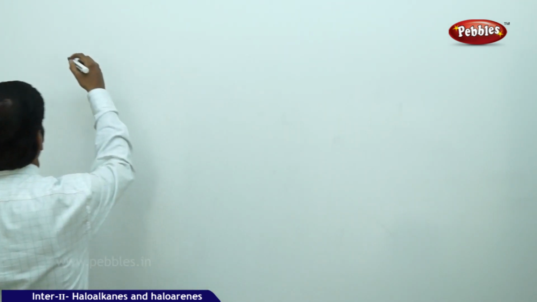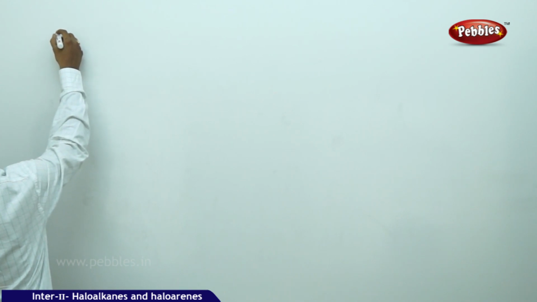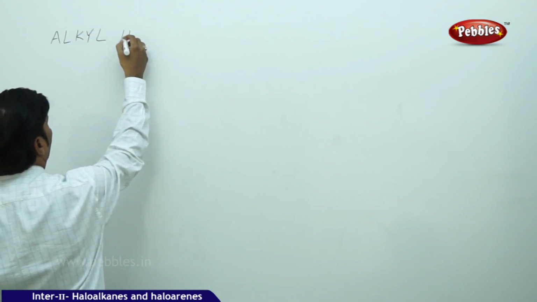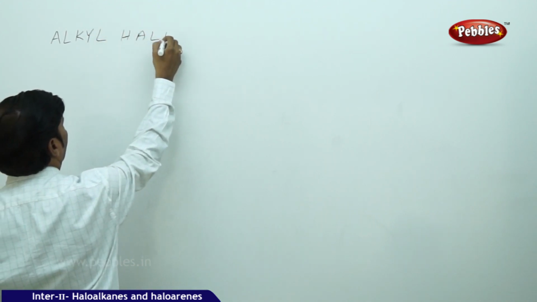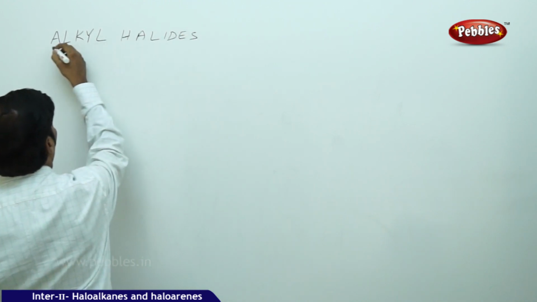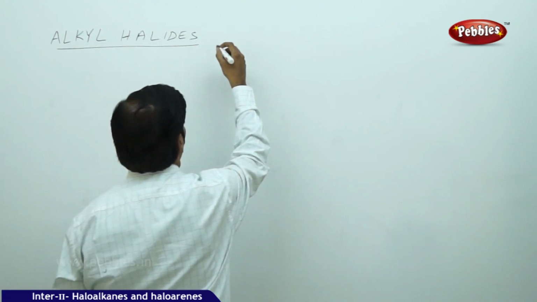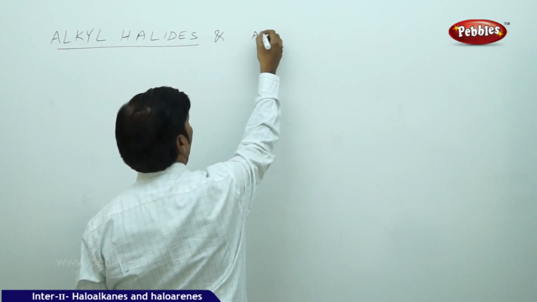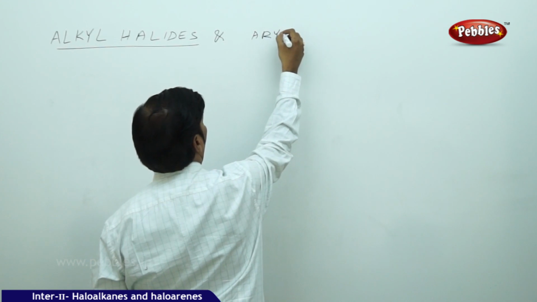So today we are going to start organic chemistry, that is 12th class portion, and in organic chemistry we are going to start with the first chapter, that is alkyl halides. When you say alkyl halides, you can also add one more unit for this, that is aryl halides.